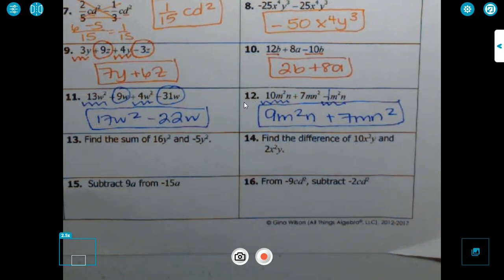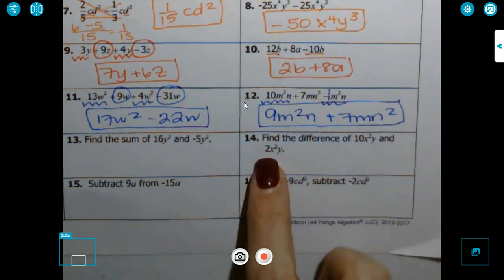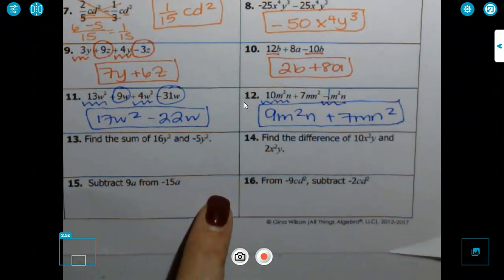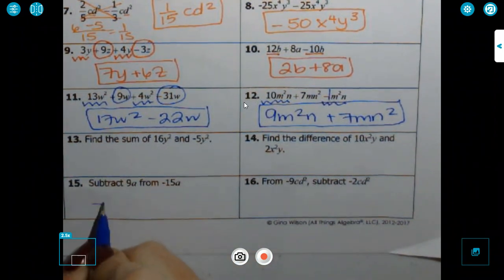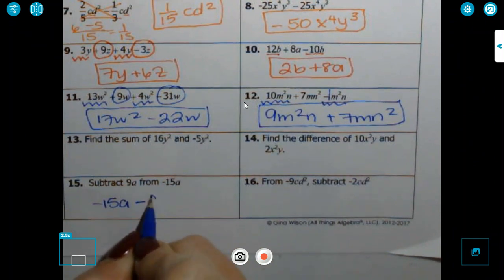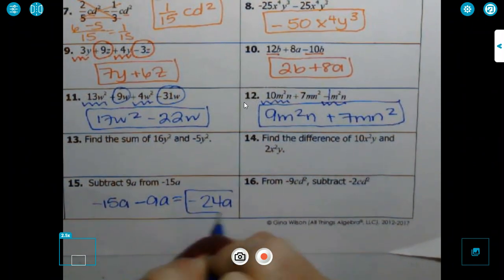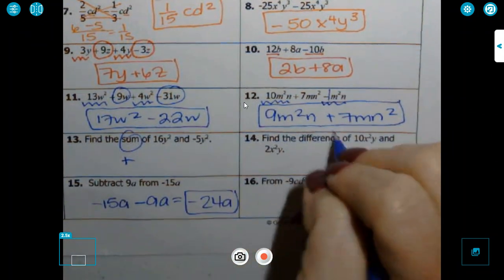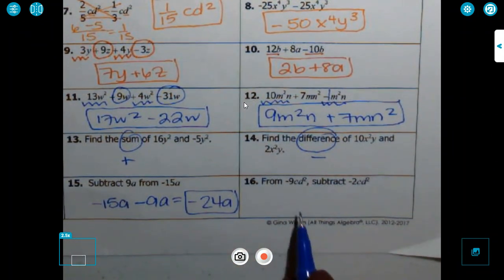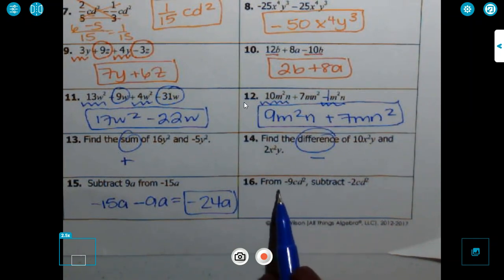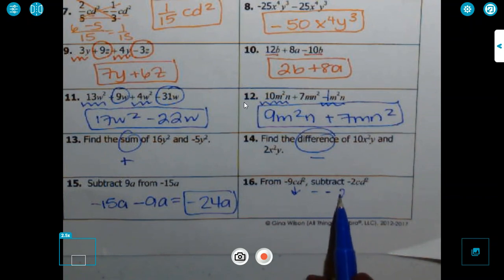We did skip 13 through 16 in our notes because basically you're just taking it and turning it. Find the sum. So we would add those together. Find the difference. You would do this one minus this one. Subtract 9a from negative 15a, which means you would start there, just so you know, with negative 15a, and you subtract 9a from that. Okay, so I do want to talk about that terminology. Sum, you know, means to add. Difference means to subtract. And then it says again from negative 9cd squared subtract. So you would start with this one and then subtract negative 2cd squared from that one. Okay.